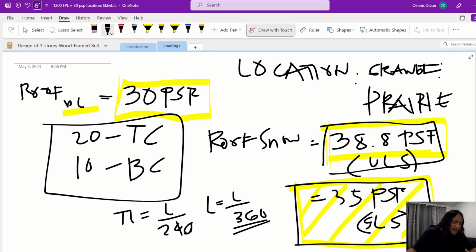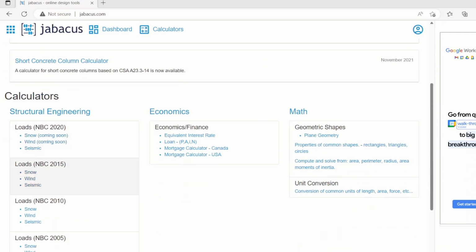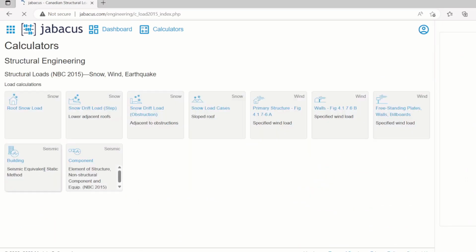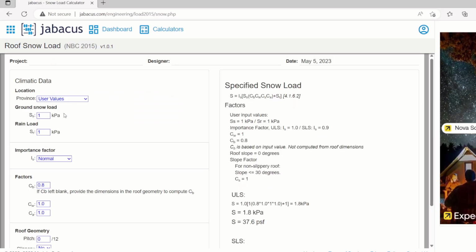Now we'll try the Vancouver area. We'll just see, for example, Victoria, that is already in the Pacific. So we will see if the snow load is less than 20. So we'll go here, and then roof snow load, and then Victoria is in British Columbia.